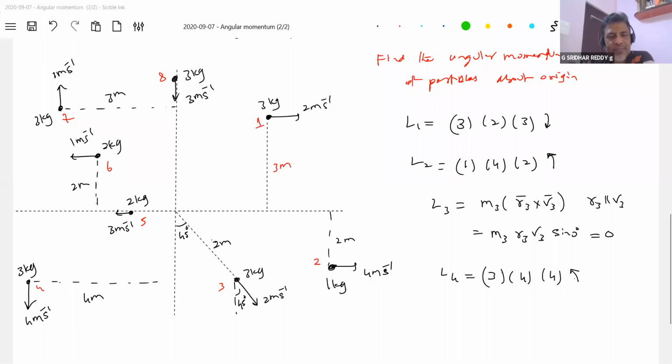Take it for granted. So put 4 meter like this. You should curl it. Thumb will be out of the plane.